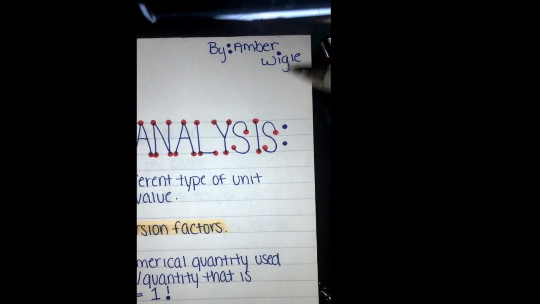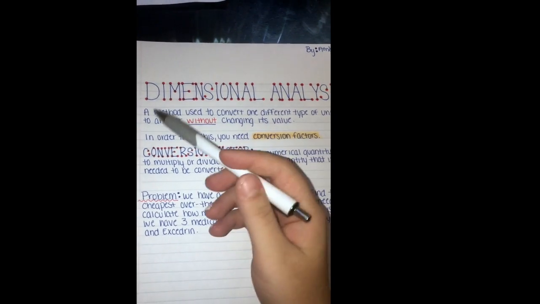Amber Wigle, and I'm here to show you how to do dimensional analysis and how it can help you solve real-world problems. Dimensional analysis is a method used to convert one type of unit to another without changing its value. In order to do this, you need conversion factors. Conversion factors are numerical quantities used to multiply or divide the number or quantity that needs to be converted, which always equals 1.